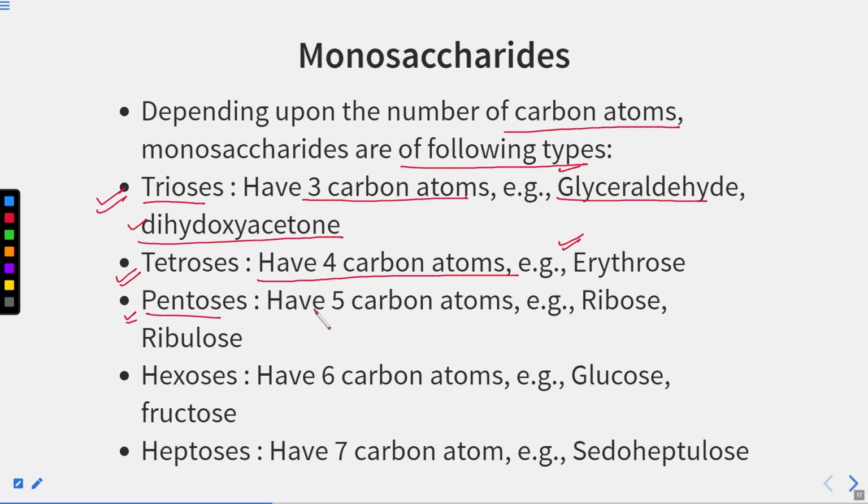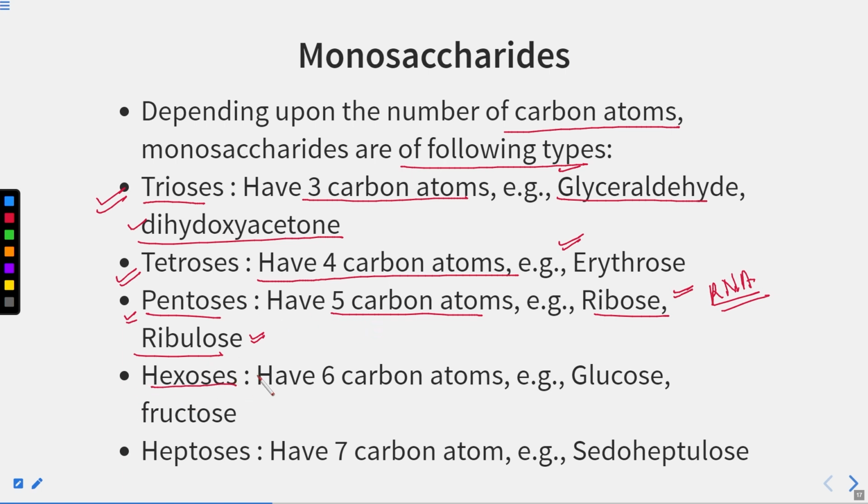Pentoses have 5 carbon atoms: ribose and ribulose. You all know ribose, the sugar present in ribonucleic acid, RNA, right? And ribulose bisphosphate is also one of the components in the Calvin cycle. When there is a Calvin cycle, there is this ribulose requirement. So this is a 5 carbon atom monosaccharide example.